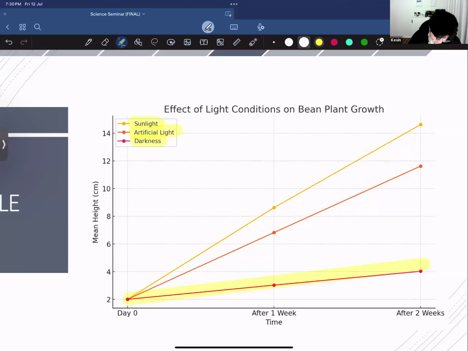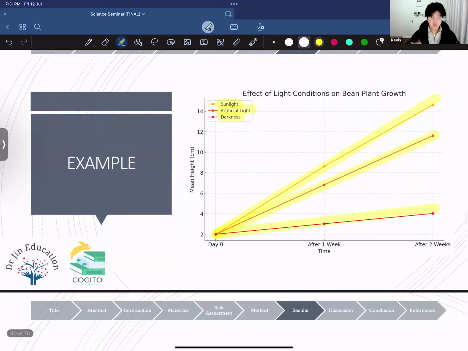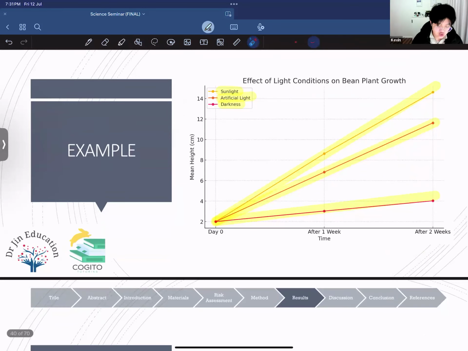Sunlight grew the most. It went the furthest up. And then artificial light is somewhere in the middle over here. So a graph like this displays all that information in one place, which is pretty nice as well. Now, there are a lot more things to talk about when actually drawing a proper graph. This is not a perfect graph, but I don't have time to talk about all the details of a little graph here.